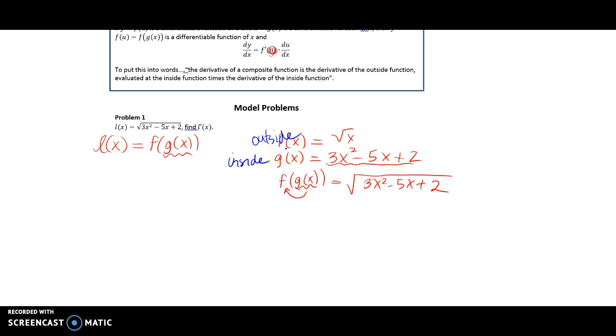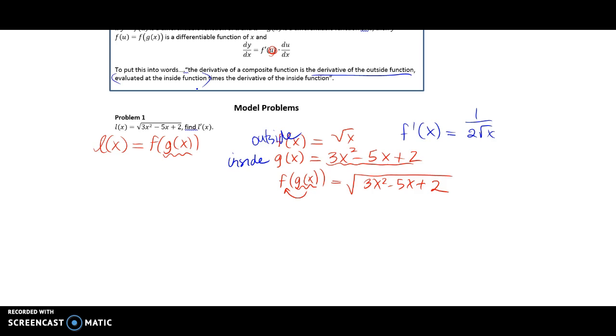So I want to find the derivative of the outside function. Let me do some annotation here. This is one I asked you to memorize: 1 over 2 square roots of x. And according to this, I'm going to take the derivative of that outside function evaluated at the inside function, and then multiply by the derivative of the inside.